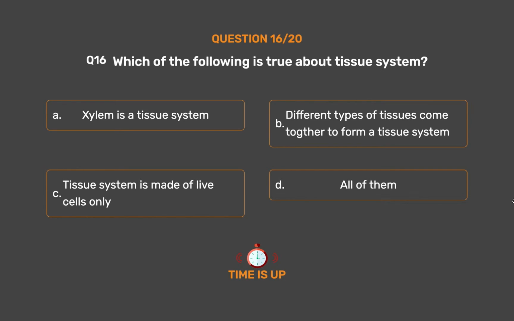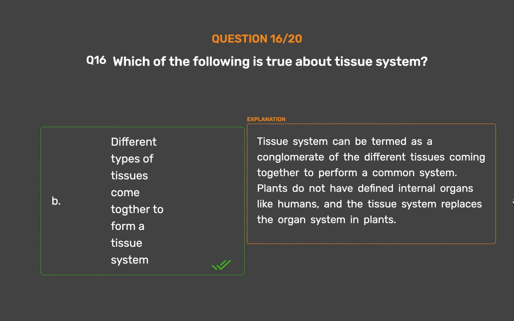The correct answer is option B. Different types of tissues come together to form a tissue system. Tissue system can be termed as a conglomerate of the different tissues coming together to perform a common function. Plants do not have defined internal organs like humans, and the tissue system replaces the organ system in plants.